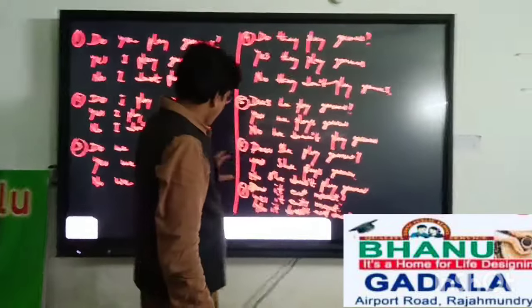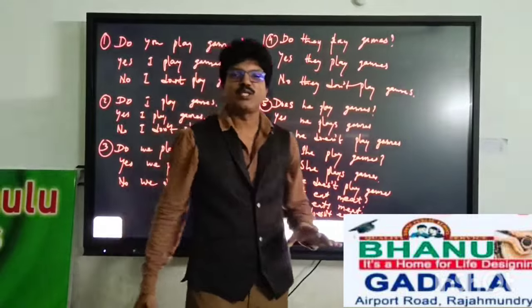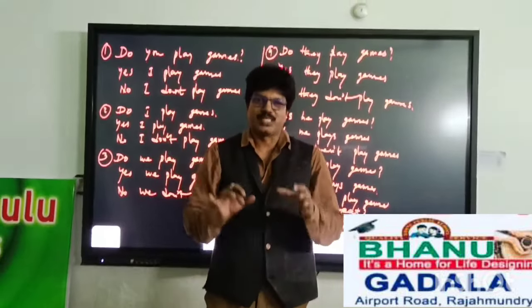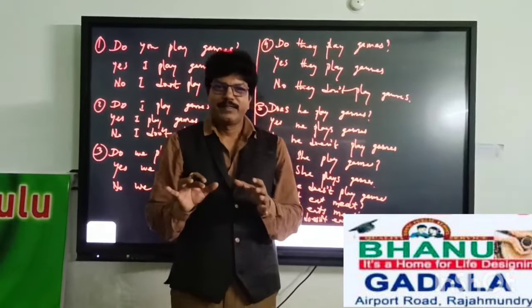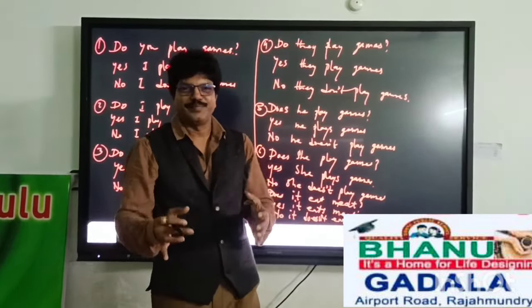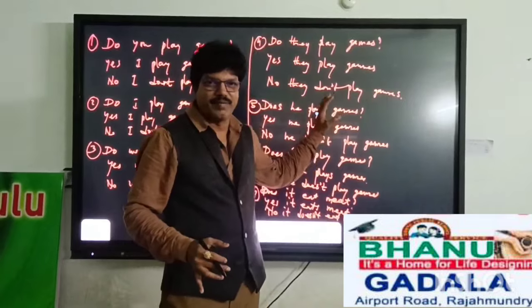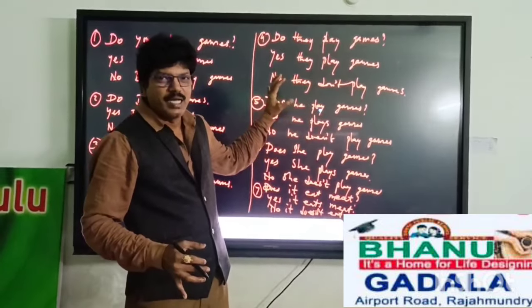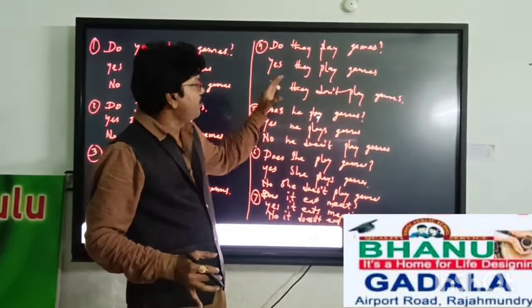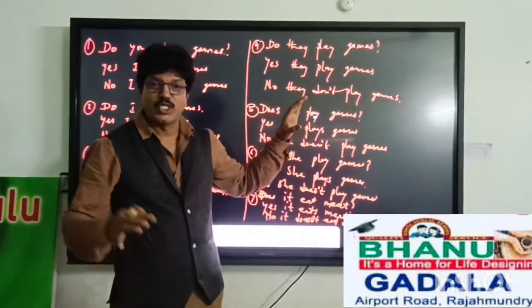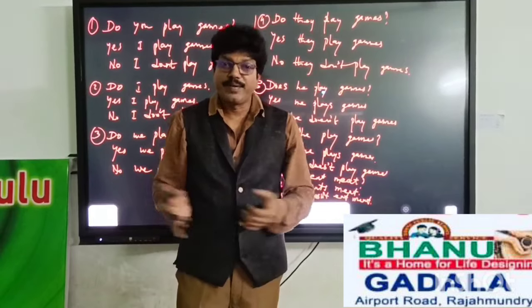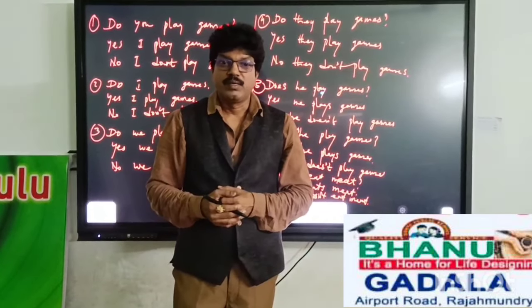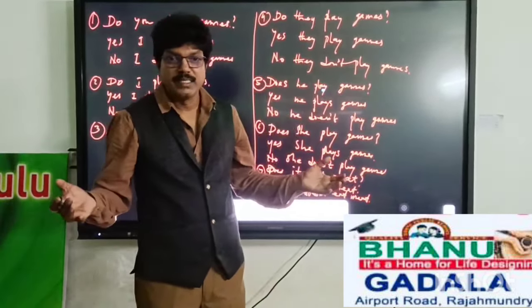So, I used here the seven subjective pronouns to show how to write conversations. Watch clearly, and you will try another verb. Here we use the verb play games. Watch movie, drink milk, write a story, go to a picnic, smile.